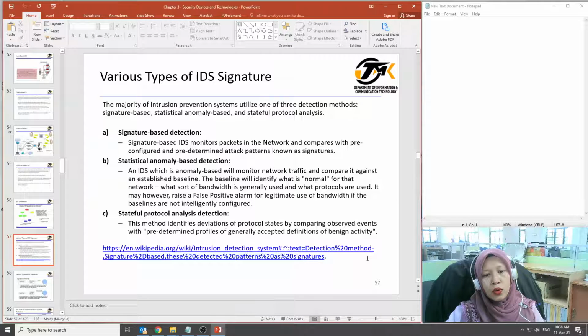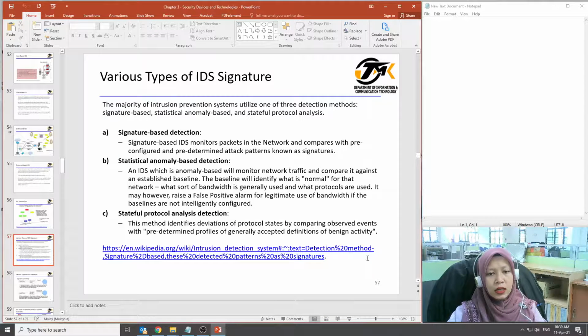Okay, stateful protocol analysis. This is very rare, but some of the IDS did use this one. This method identifies deviation of protocol state by comparing observed events with a predetermined profile or generally accepted definition of benign activity. So it means they have one profile of benign activity that it will compare.